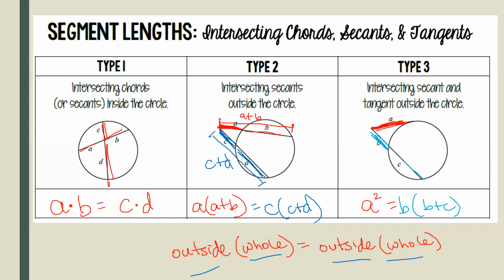You might see two chords intersecting inside the circle. You might see two secants intersecting outside the circle, or you might see a secant and a tangent intersecting. So if they intersect inside the circle, you just multiply each of the pieces together for each part. And then if you see the intersection happening outside the circle, you'll just take the piece on the outside times the length of the whole thing.